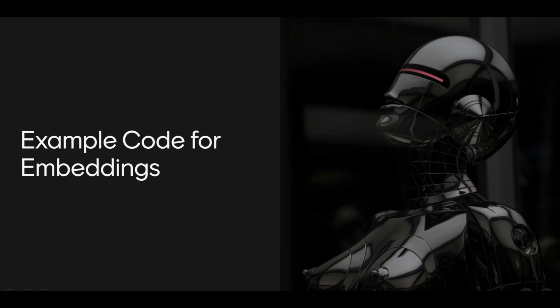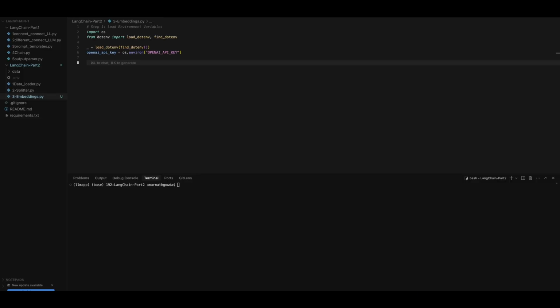Let's see the embeddings in the code example, how it works. We have split the text into chunks. Let's move on to the next step, that is we'll convert those chunks into embeddings using the OpenAI model. Embeddings are just numbers. They help the AI to understand the meaning and context.